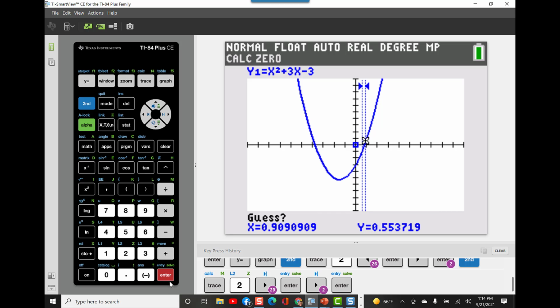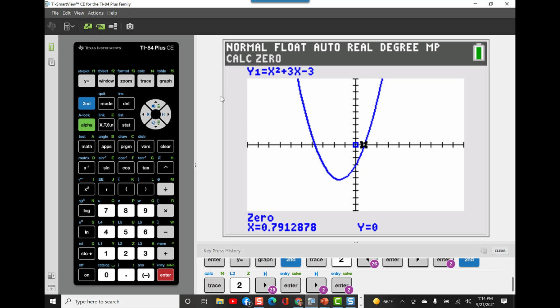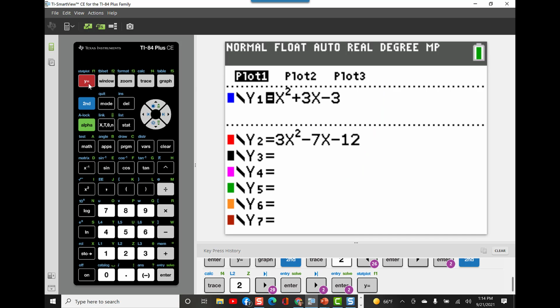Notice I'm now at a guess point. And that's exactly what we came up with. It's 0.79 for our other answer. Okay, so that takes care of that graph. Now let's go to the other y equals. And this is also helpful for you to know.